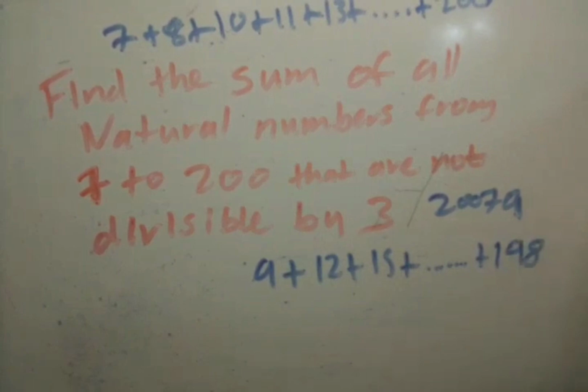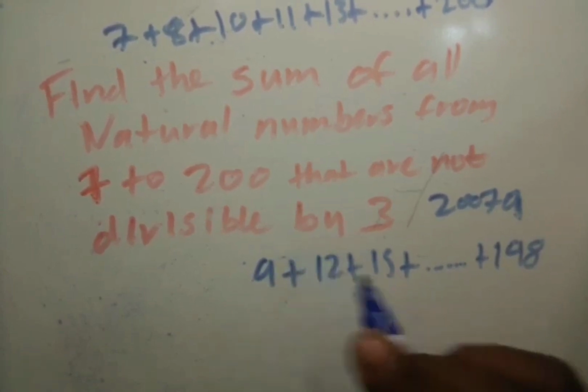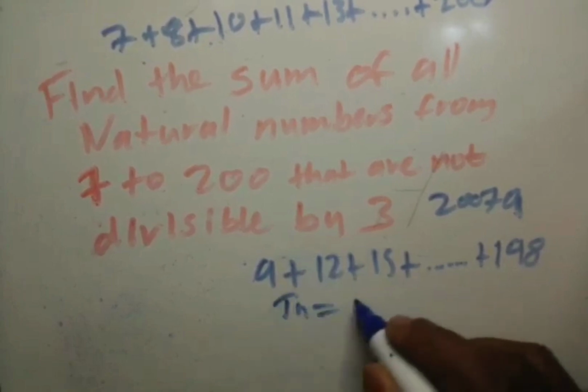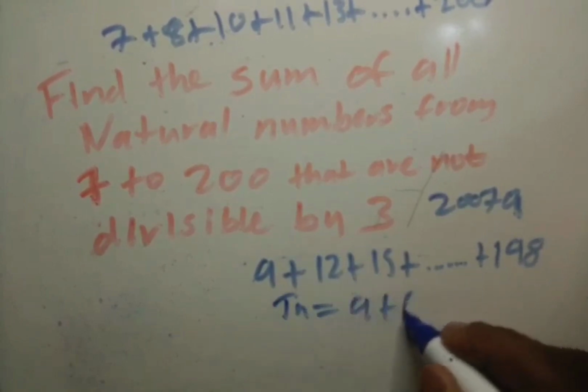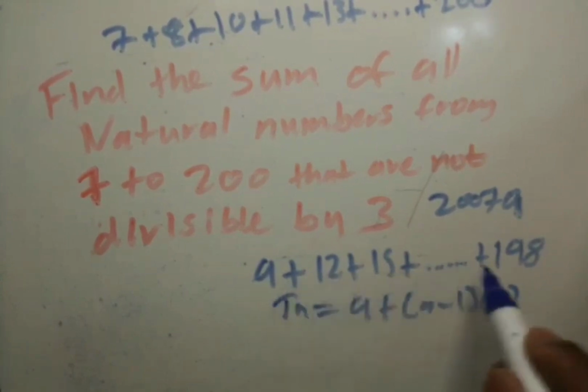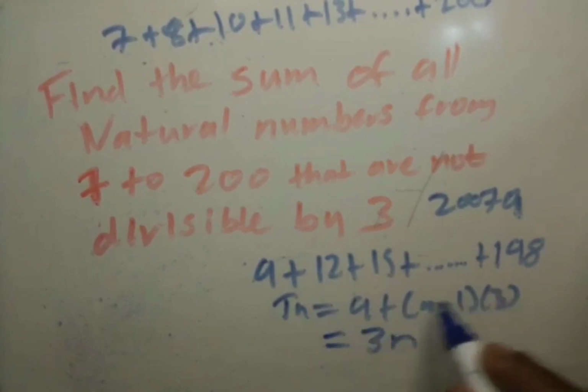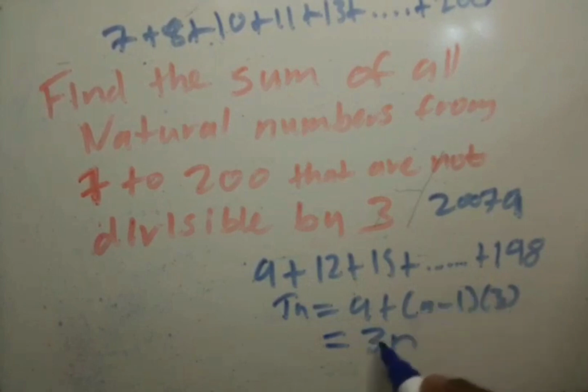So then from here, we need to find the sum of this, right? But before that, we need to know how many terms there are in this sequence. So we have no choice but to use the Tn formula. So Tn is equal to a, which is 9, plus n minus 1 d. Our d is 3 because it's the multiple of 3, of course, so we keep adding 3's. I'm skipping steps, so this becomes 3n, then 9 minus 3 will be 6. So this is our Tn formula.